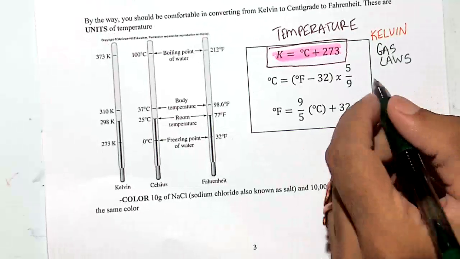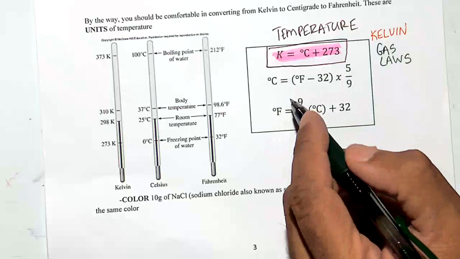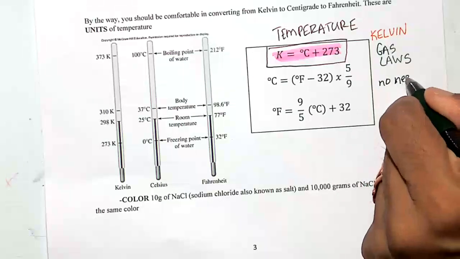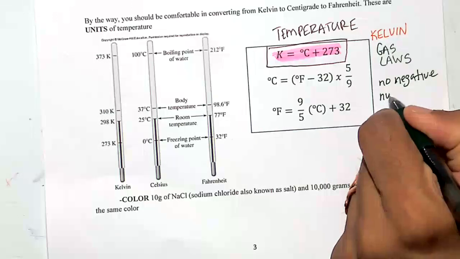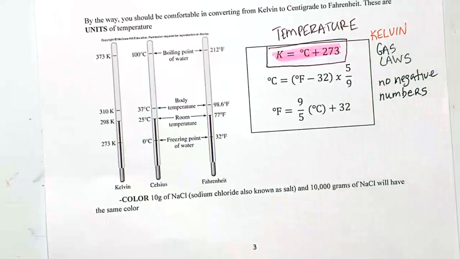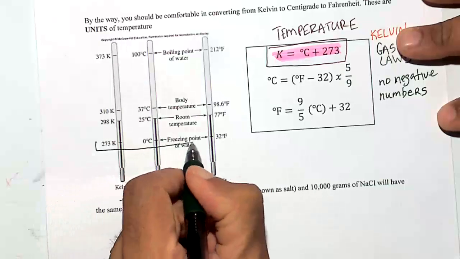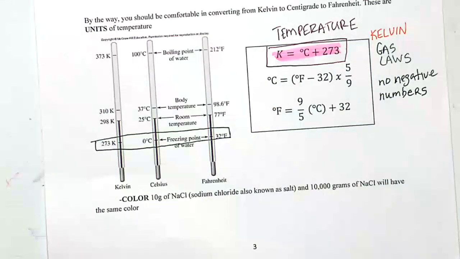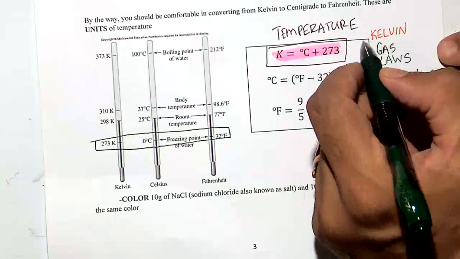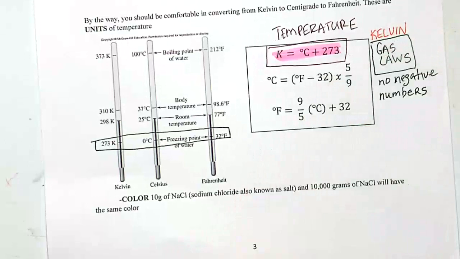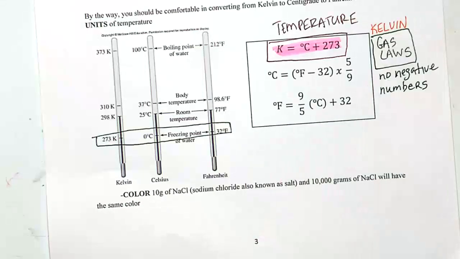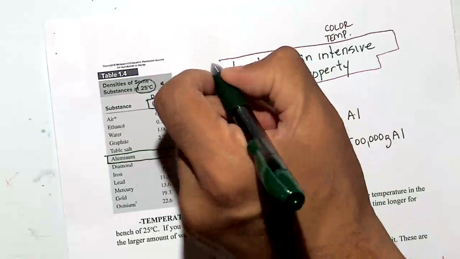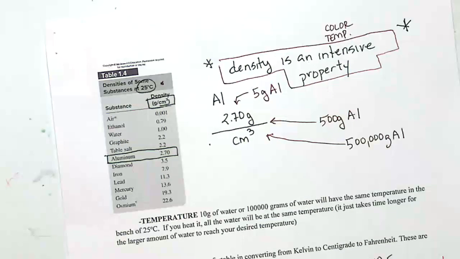Another thing about Kelvin is that there are no negative numbers. You can have minus 20 degrees C. In some parts of the Midwest it can get below zero, but for Kelvin there are no negative Kelvin numbers. You can't go below zero, but for degrees C and degrees F, you can. This is important for the gas laws. Also know temperature is an intensive property. But more importantly, you should know density is an intensive property, because this is a classic example.